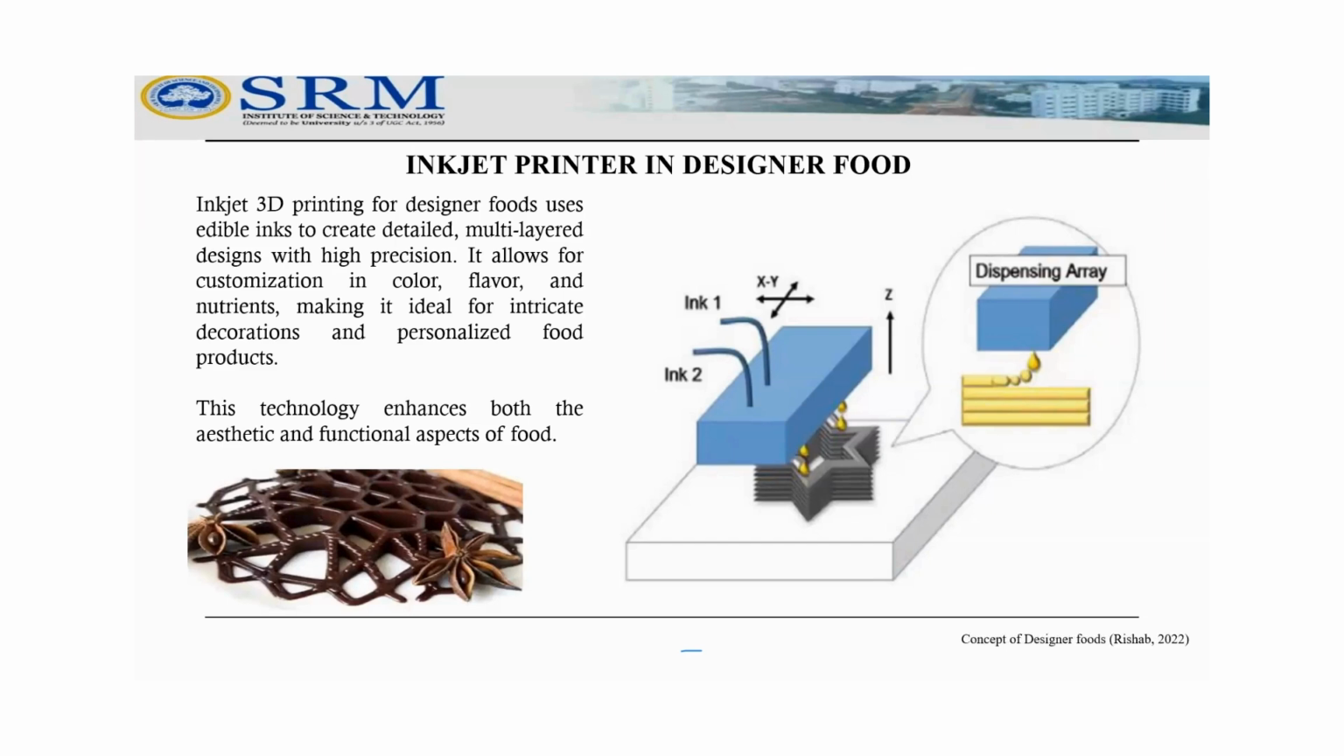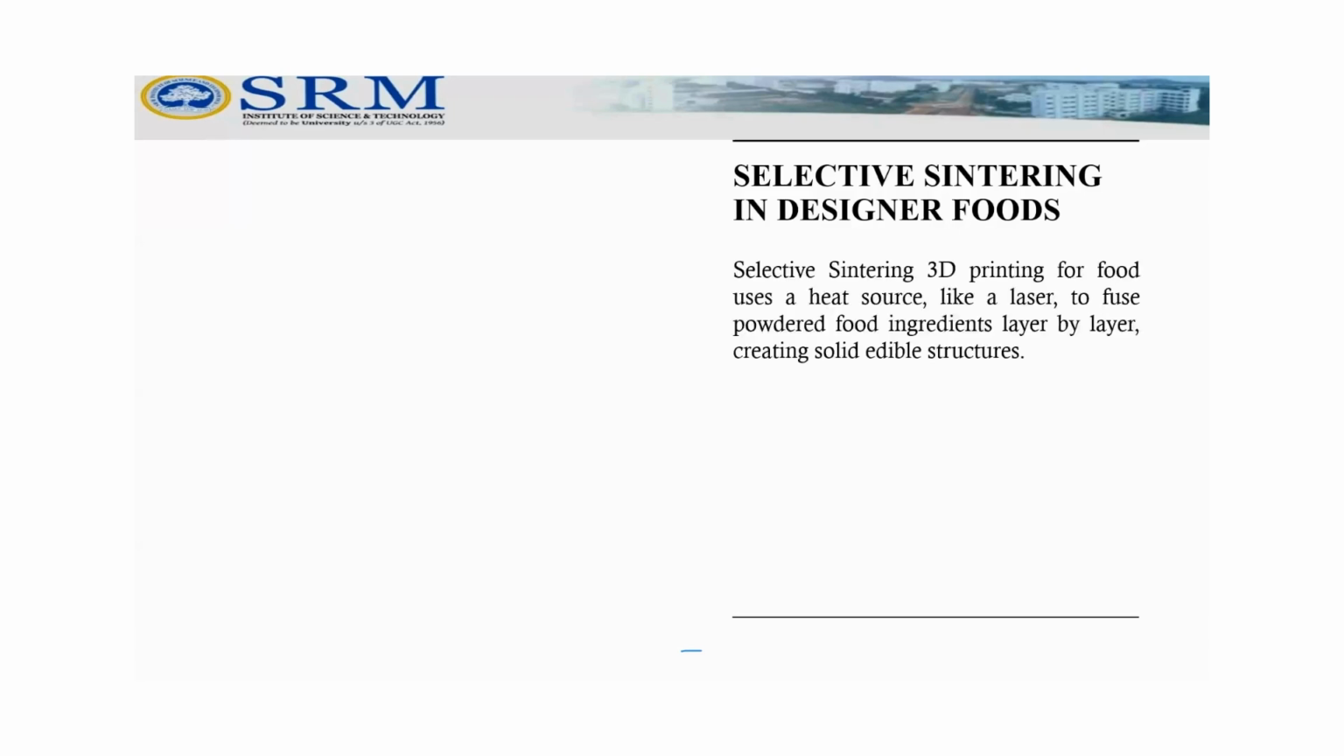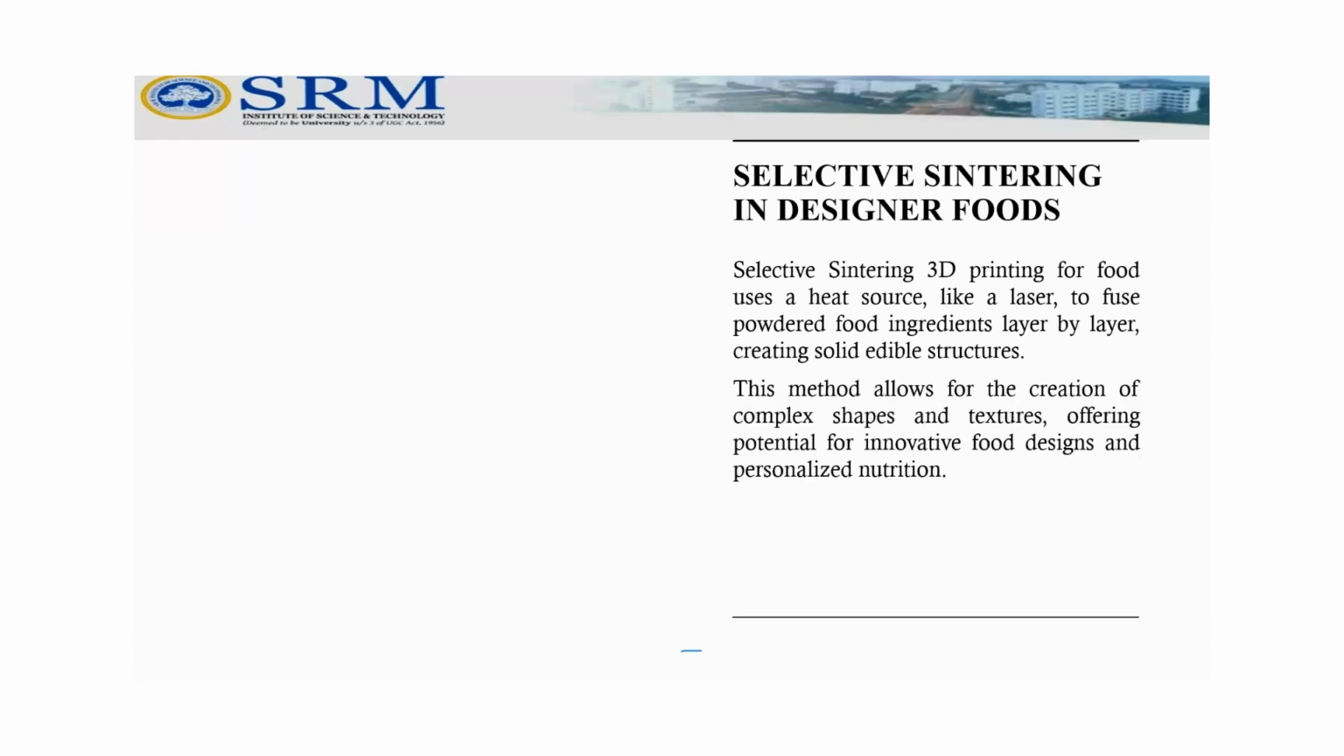The fourth technology is selective sintering in designer food. Selective sintering 3D printing for food uses a heat source like a laser to fuse powdered food ingredients layer by layer, thereby creating solid edible structures. This method allows for the creation of complex shapes and textures, offering potential for innovative food designs and personalized nutrients. This is particularly suited for making intricate, high protein and nutrient dense food products.